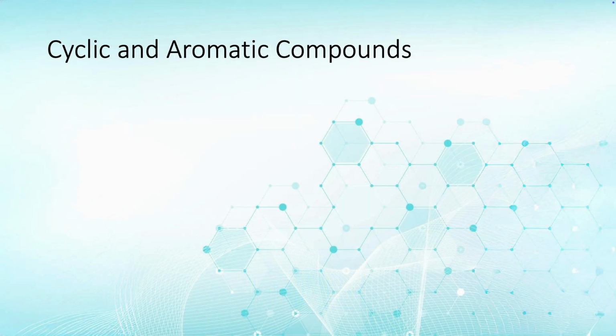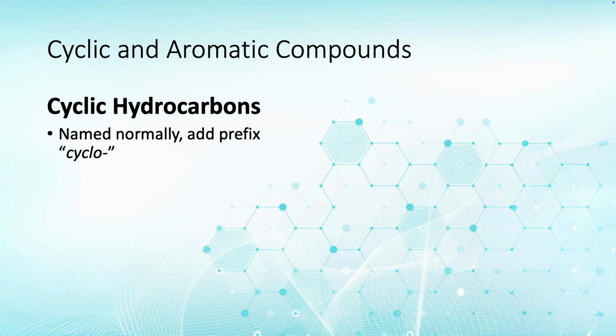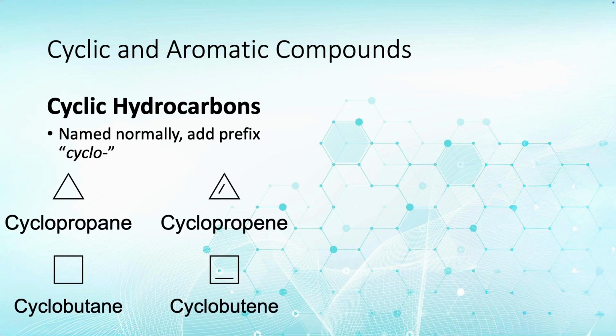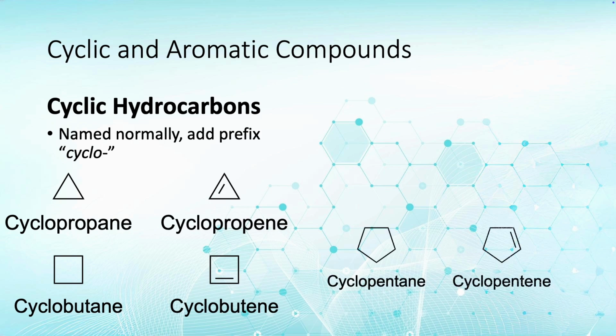I want to mention cyclic and aromatic compounds. When we create a ring, we simply add the prefix cyclo to the hydrocarbon we already have. The simplest cyclic hydrocarbon is cyclopropane, but if it were an alkene, we would call it cyclopropene. The same goes for cyclobutane, cyclobutene, cyclopentane, and cyclopentene, etc.